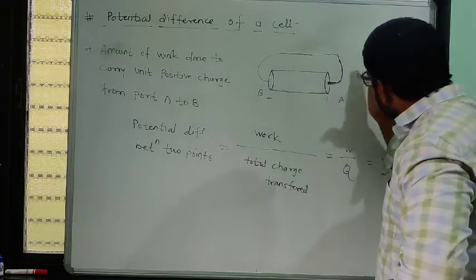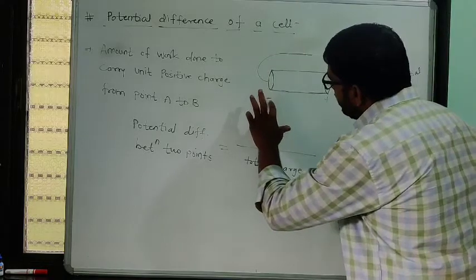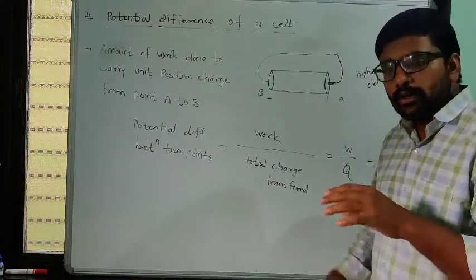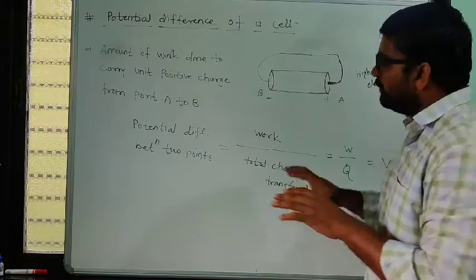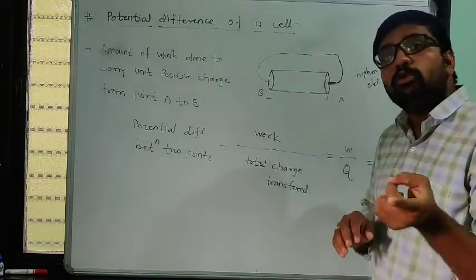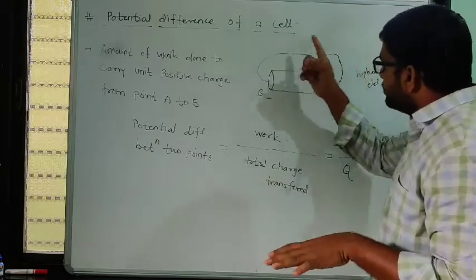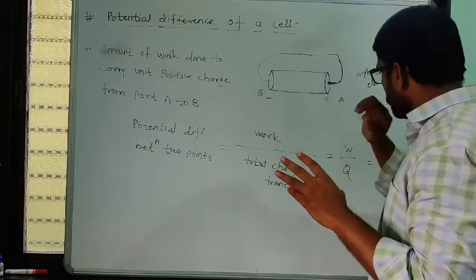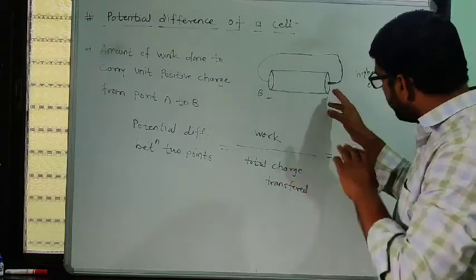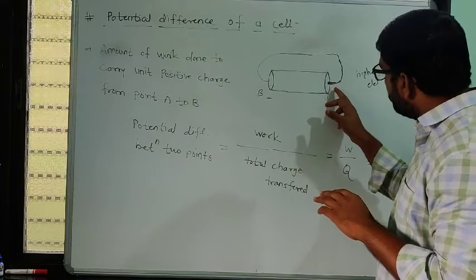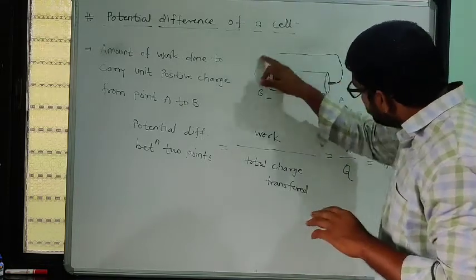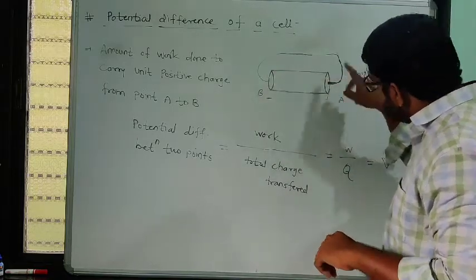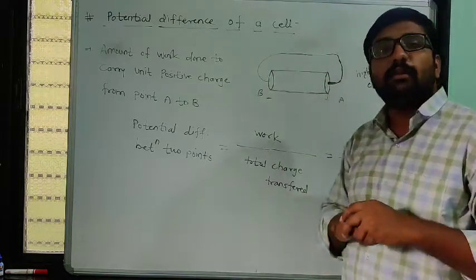So here, this terminal is at higher electric potential, and this negative terminal is at lower electrical potential. We know if a potential difference is present between the terminals of a cell, due to that, what happens? Charges can flow through the circuit. Charges can flow from the higher electric potential to the lower electrical potential, and from the lower electrical potential to the higher electrical potential.